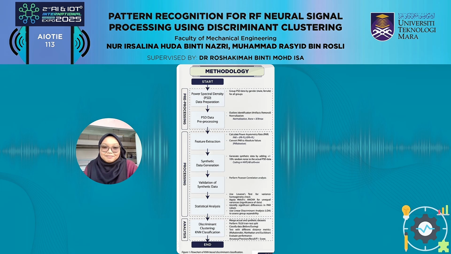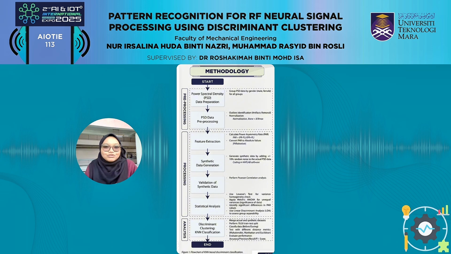For the methodology, Figure 1 here shows the overall workflow of the study. In the pre-processing stage, first the power spectral density data was organized by gender, male and female, to compare the brain responses separately. And then I did data pre-processing using SPSS software. This step will remove outliers, and then all the data is normalized to make sure the values are easier to compare. And in the processing stage, I did feature extraction called Power Asymmetry Ratio (PAR). This value shows the difference in brain activity between the left and the right sides of the brain.